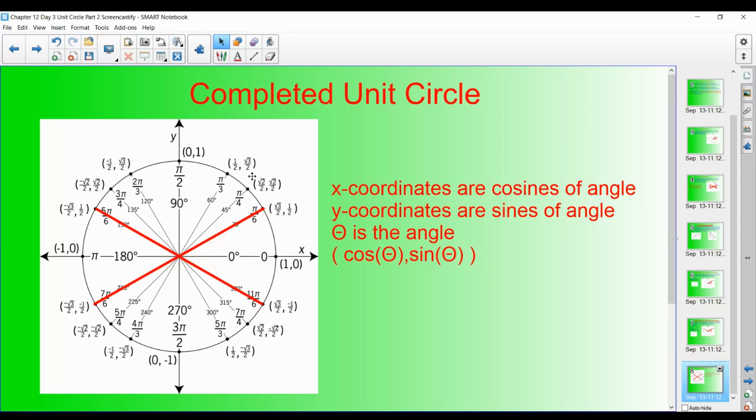So every angle has 3 other angles, 4 in total, that have matching lengths, matching sines and cosines, and the only thing you have to do is change the sign. Now go practice filling in your unit circle, and then refer to the diagram as you need to check your answers.